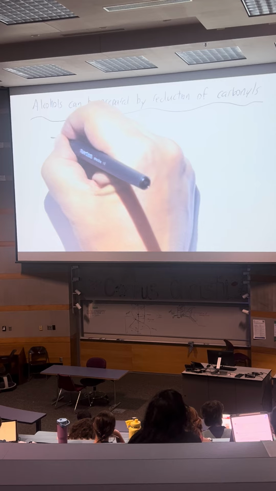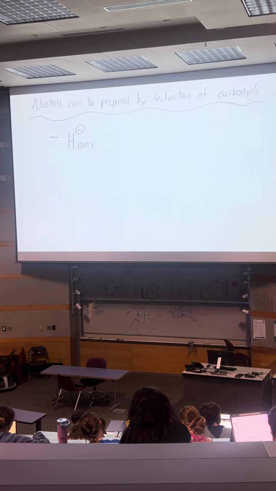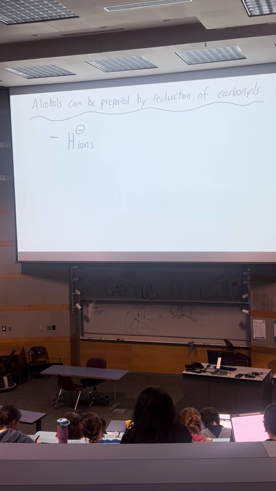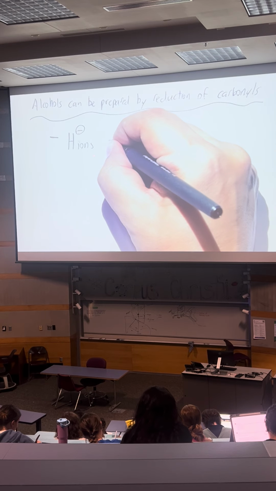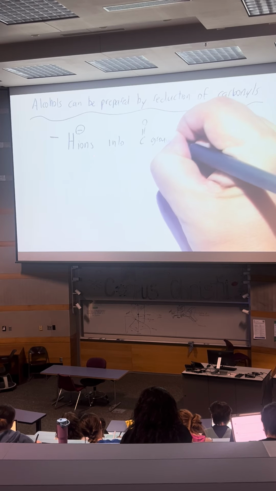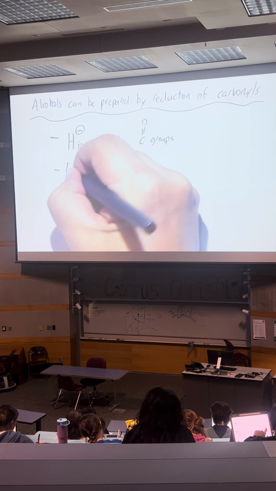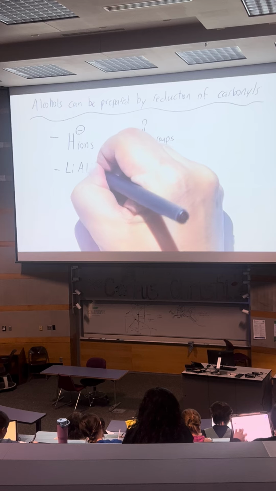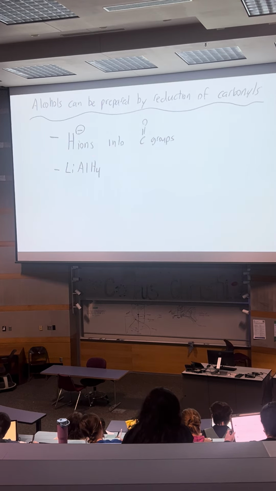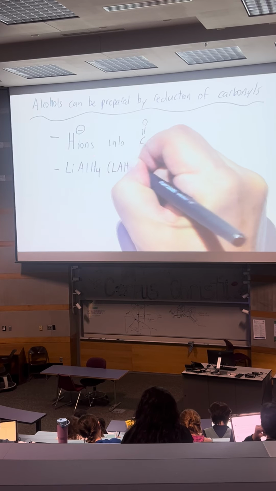In order to do that, we're going to deliver what is known as hydride ions. Okay? Hydride ions are H-. If you introduce hydride ions into carbonyls, that's how you can convert them into alcohols. And there are 2 principal reagents. One of them you've seen before, one of them you have not. The first one is LiAlH4. That is lithium aluminum hydride. It is commonly abbreviated as LAH.